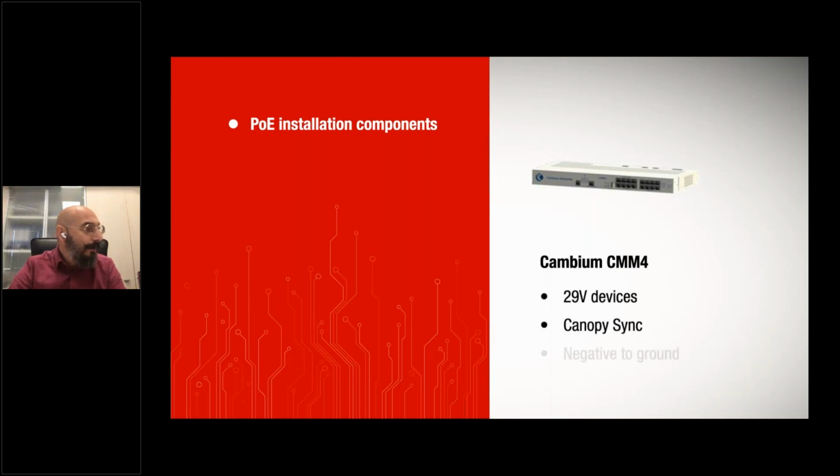Then, if you are powering older Cambium 450, for example, and you want to synchronize these devices, you may want to synchronize them with a power system like the Cambium CMM4. It works on 29 volts. It supports Canopy sync, but it has negative to ground, so pay attention to it.